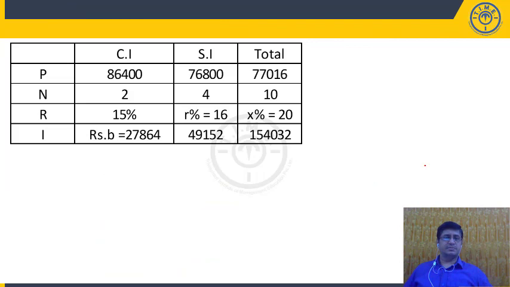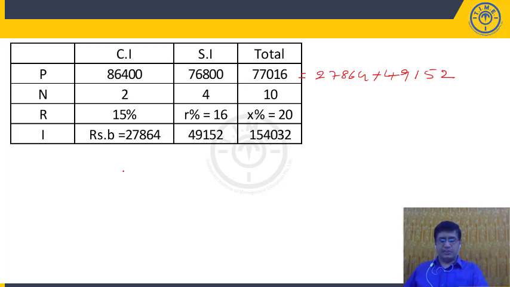Right, compound interest, first scheme and the second scheme and the total. Now, the total value is equal to 27,864 plus 49,152. Okay. So, the sum of these two parts.